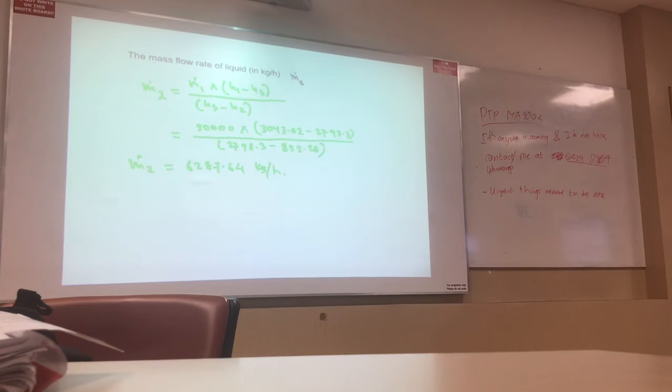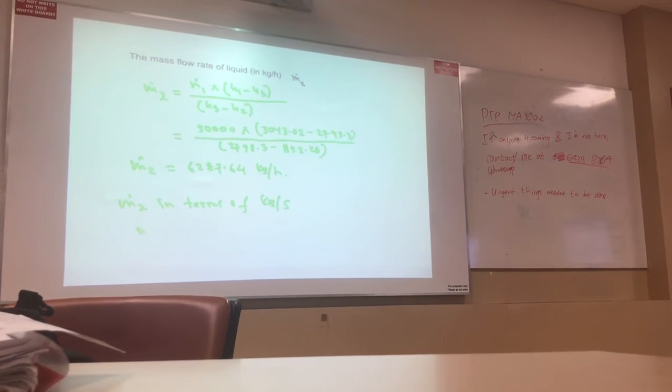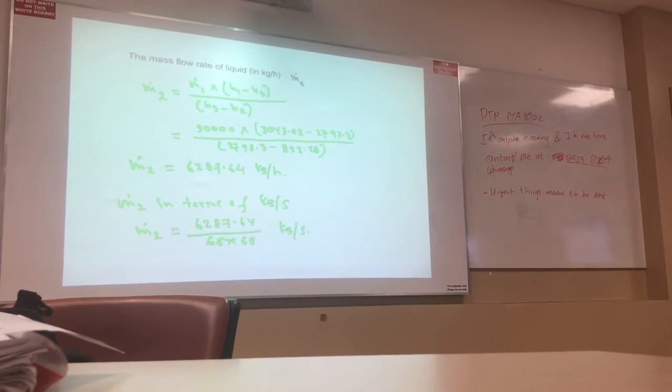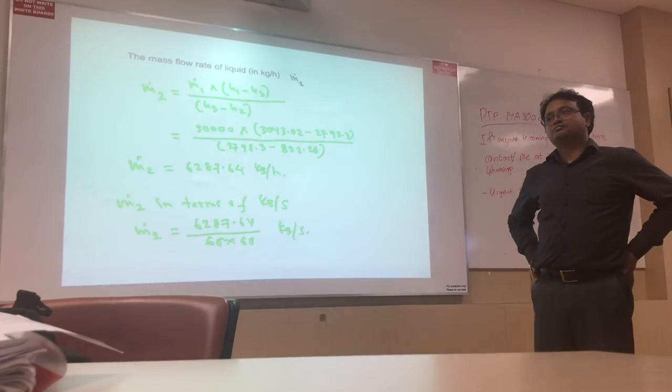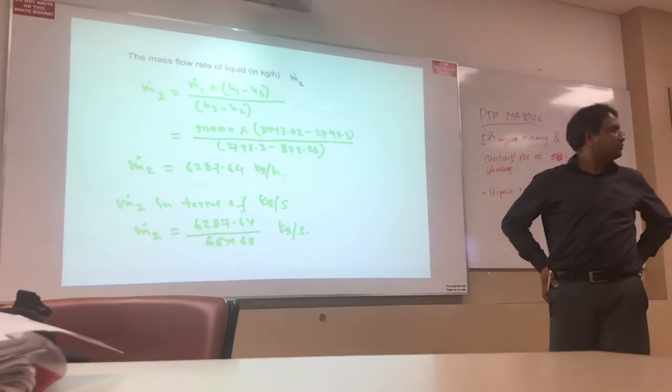So if I tell you to calculate m dot 2 in terms of kilogram per second, what do you do? M dot 2 divided by 60 times 60, right? 6287.64 divided by 3600, which is about 1.75 kilogram per second. All right, this is the answer. Very straightforward.